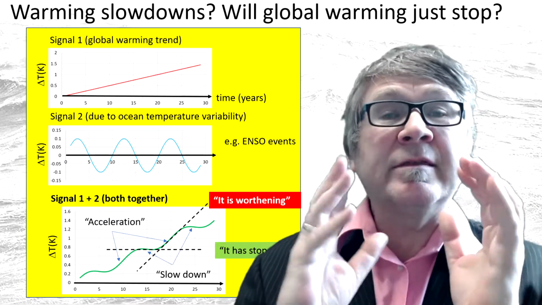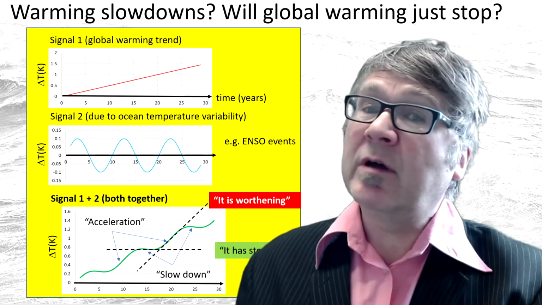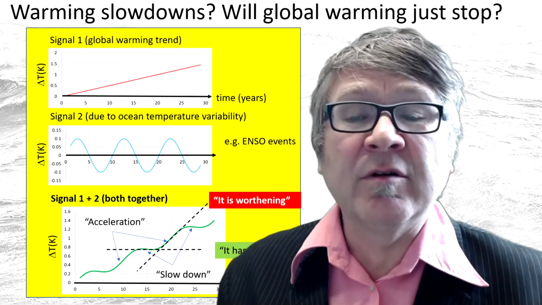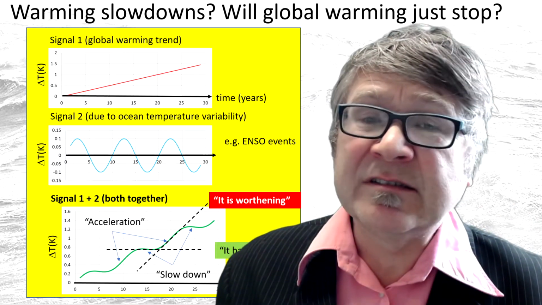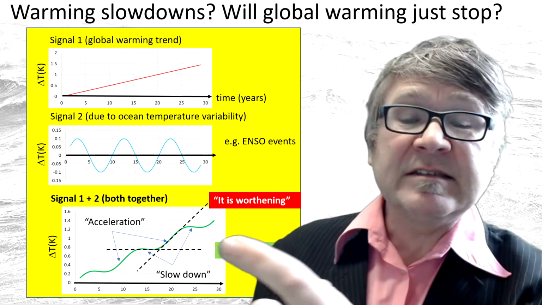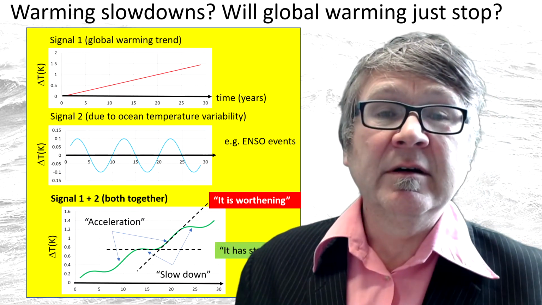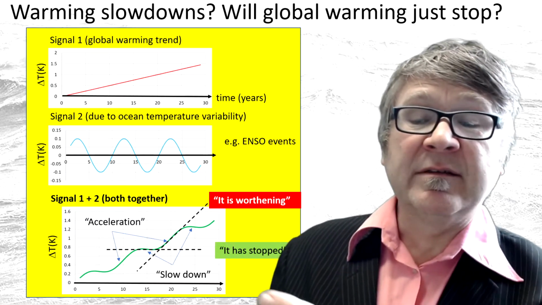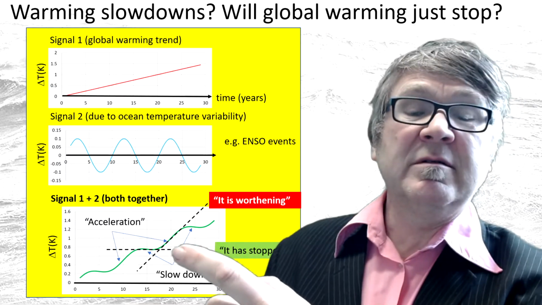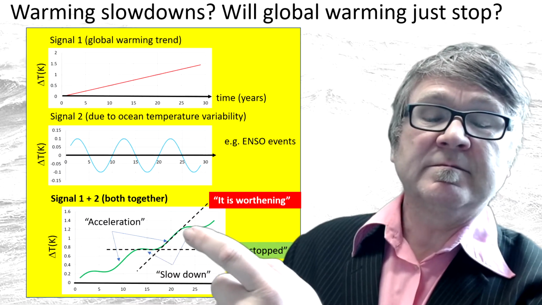So now have a look at the combined signal. Just 1 plus 2. And you can do something like this just with Excel. You calculate a trend, you calculate a little sinusoidal oscillation, and you just put them together. And let's see what you see in the signal. The green curve is the combined signal, and you can see that over time you get times where you have slowdowns, where the temperature doesn't change. Here's one, and here's one.